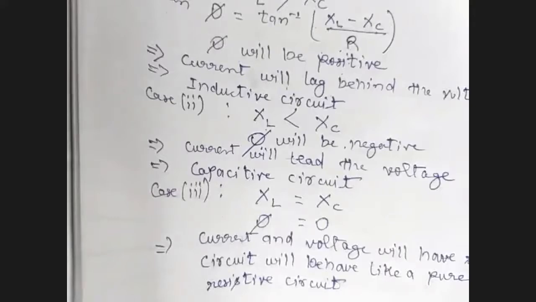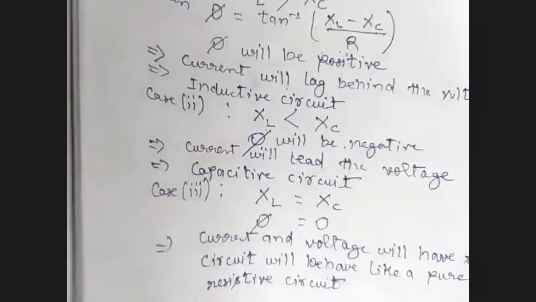Whenever the value of XL in the circuit becomes equal to the value of XC, the circuit becomes pure resistive, and this condition is known as the resonance condition, where the amplification takes place. And about resonance, we will discuss in our next session.